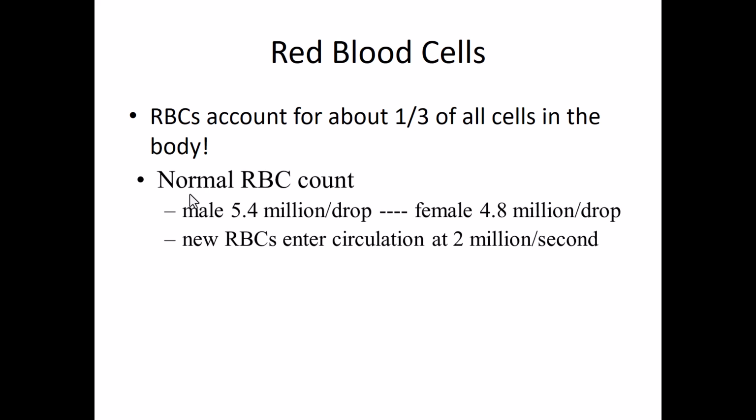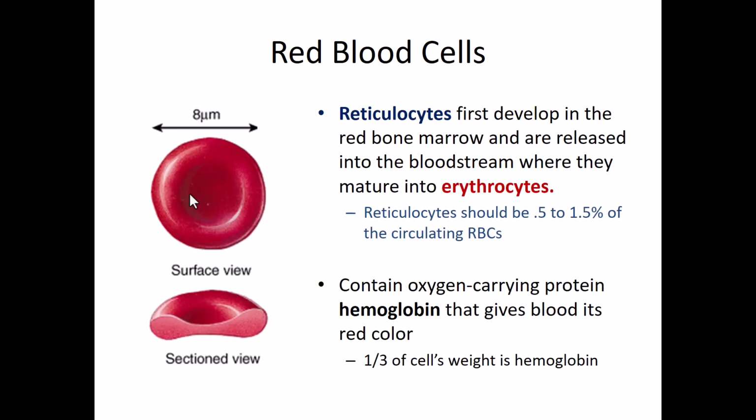You make about 5.4 million per drop if you're a male, and you have about 4.8 million red blood cells per drop if you are a female, and they enter circulation at about 2 million per second. We'll see they're removed by the spleen and liver. They are first, when released, called reticulocytes. Again, these are cells that are losing their nucleus and other organelles not related to carrying oxygen on hemoglobin, that is the third of the cell's weight. Hemoglobin also is what gives the red blood cells their color.